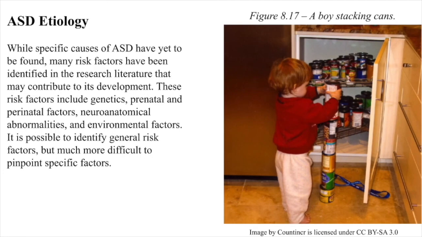ASD etiology. While specific causes of ASD have yet to be found, many risk factors have been identified in the research literature that may contribute to its development. These risk factors include genetics, prenatal and perinatal factors, neuroanatomical abnormalities, and environmental factors. It is possible to identify general risk factors, but much more difficult to pinpoint specific factors.